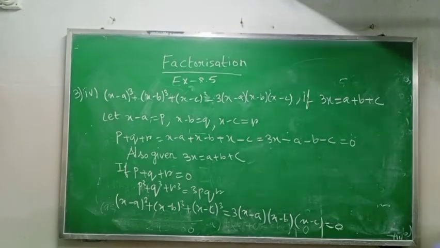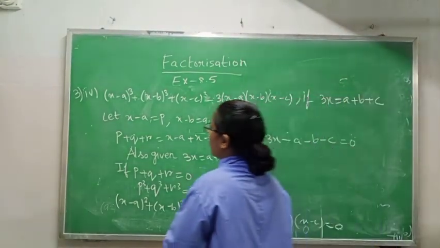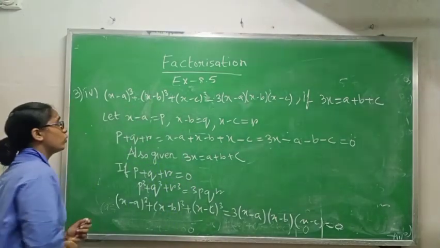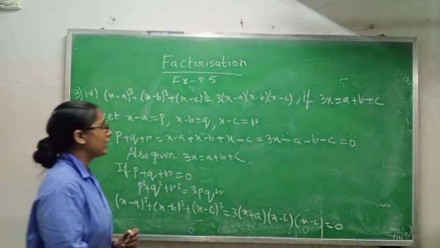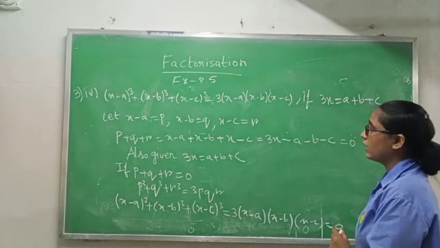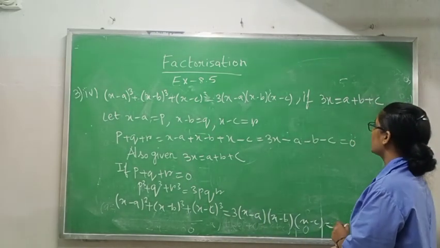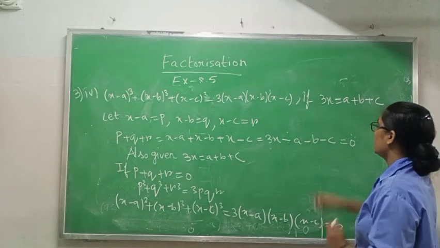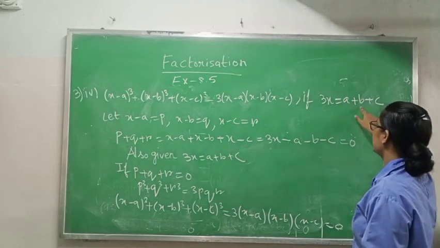Now class 9, question 334. It is given (x minus a) whole cube plus (x minus b) whole cube plus (x minus c) whole cube minus 3(x minus a)(x minus b)(x minus c). You have to find the value of this, if 3x equals a plus b plus c. Okay, it is written 3x equals a plus b plus c.